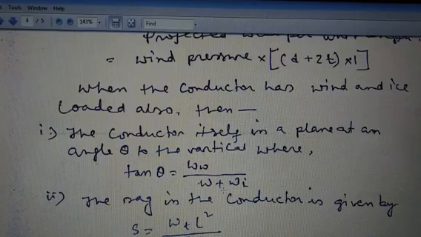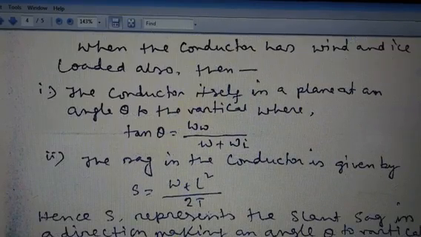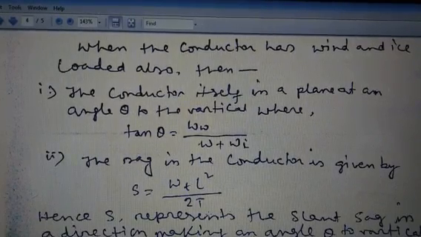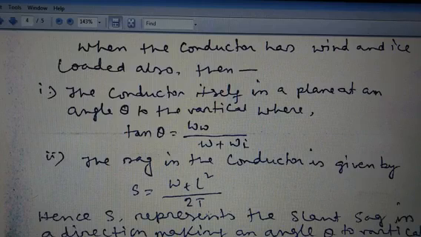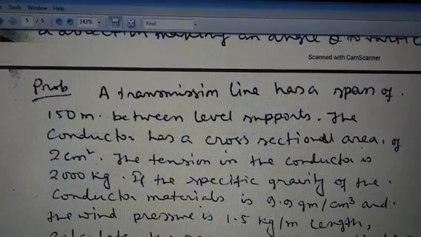Next, the sag in the conductor is given by S equals Wt into L square divided by 2T. Here, S represents the slant sag in the direction making an angle theta to the vertical. If no specific mention is made in the problem, the slant sag is calculated using the above formula, and the vertical sag is denoted by S cos theta.